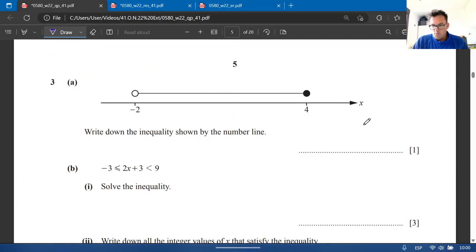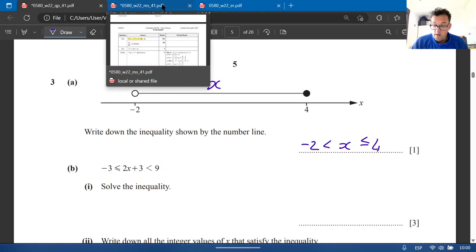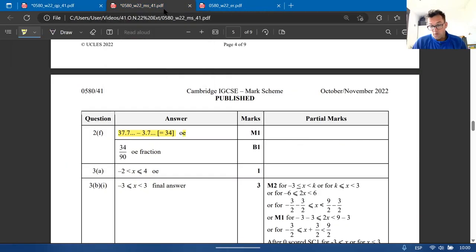Right, inequality shown by the number line. It means there's a number in the middle there somewhere. Let's call it x. So there's an x, one of these numbers in the middle. It is to the right of minus 2, so it's bigger than minus 2, but not minus 2 because there's a hole. It doesn't include minus 2. And it's to the left of 4, so it's smaller. But it can be 4 because it's shaded, it's colored in. Okay. So x is minus 1, 0, 1, 2, 3, or 4. Okay, but there we go. Those signs are important.